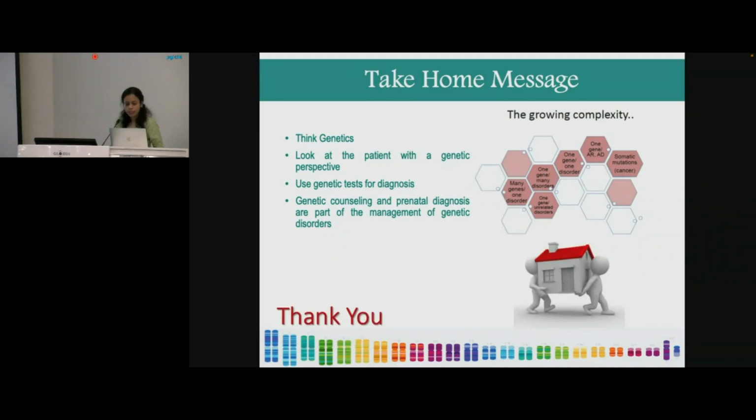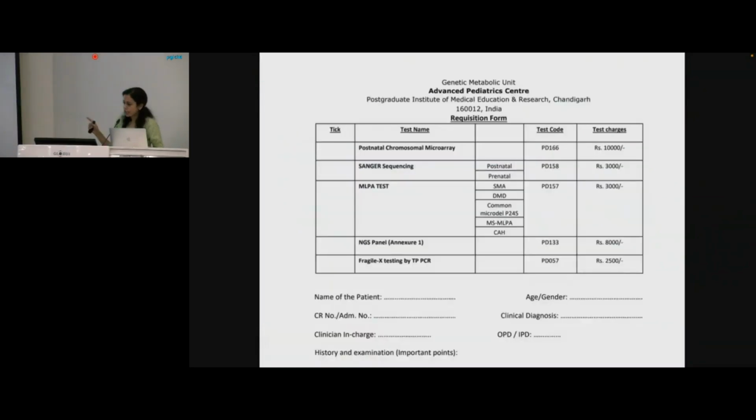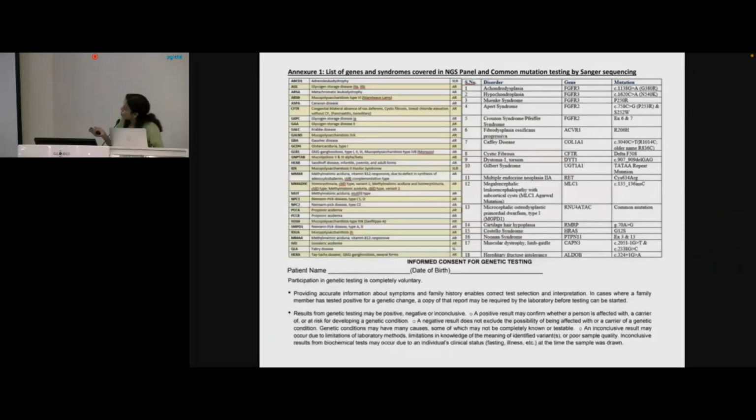Thank you. This is the requisition form for the tests which are available at our lab. You can choose a different test. And here is the list of disorders, I think it is very small, not visible, which we are covering in our gene panel or hotspot mutations. The talk is open. If you have any queries or questions, please feel free to ask.